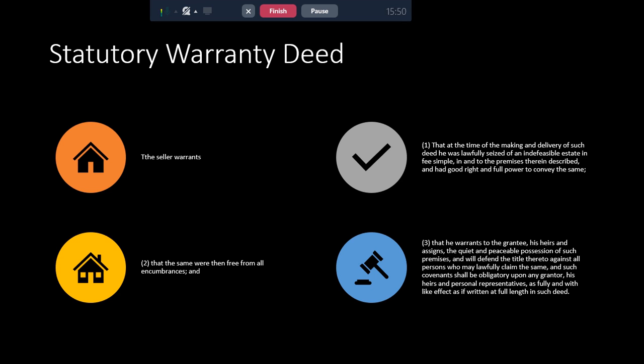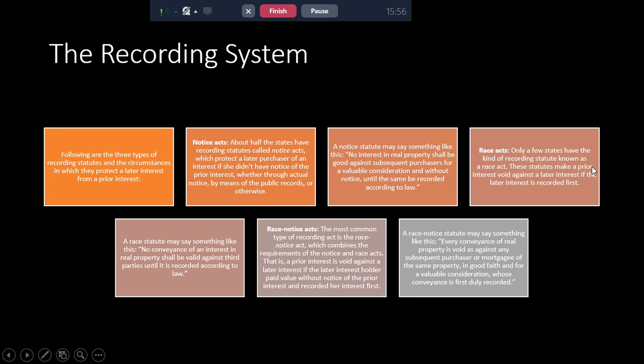Now that we've finished with the land contract as far as the signing of it, the covenants, and the closing, we come to the recording system. There are three types of recording system: the Notice Act, the Race Act, and the Race Notice Act. About half of the states have recording statutes called the Notice Act. It may say something like, no interest in real estate shall be good against subsequent purchasers for a valuable consideration and without notice until the same be recorded according to law.